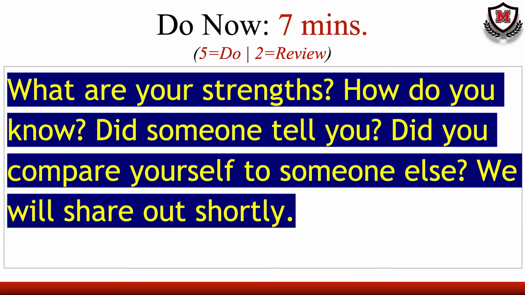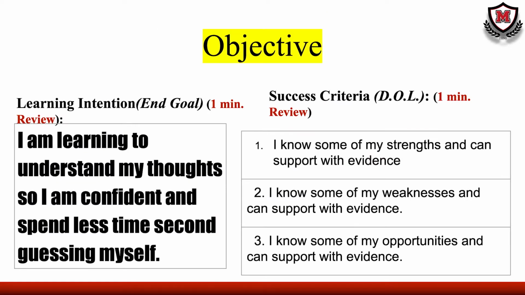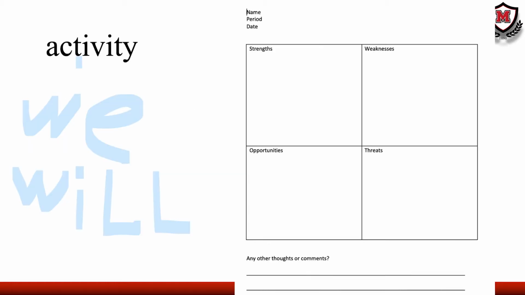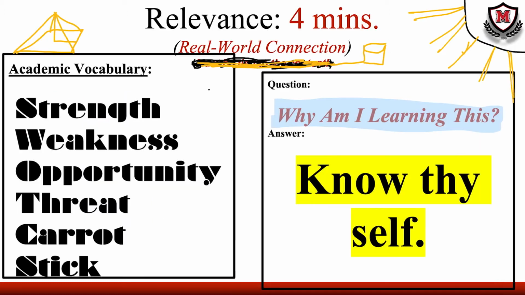What are your strengths? How do you know? Did someone tell you? Did you compare yourself to someone else? We'll share out shortly. We do strengths, weaknesses, opportunities, and threats. Supported by evidence. Learning to understand my thoughts so I'm confident and spend less time second-guessing myself. We will write down what our strengths, weaknesses are. Those are internal. And then what opportunities, threats are. Those are external, and any other thoughts or comments.